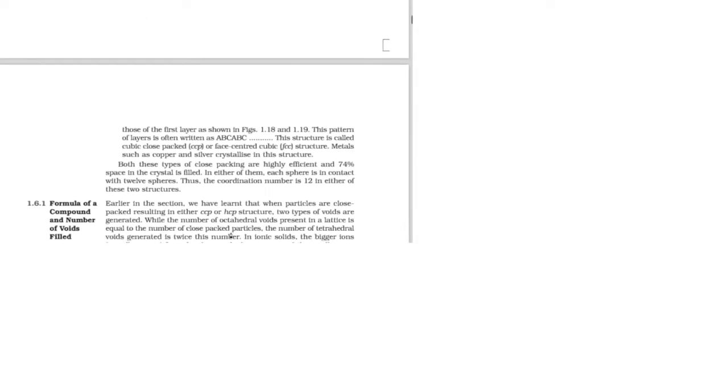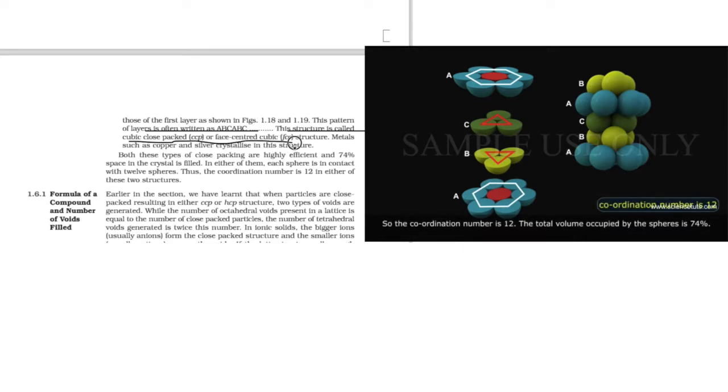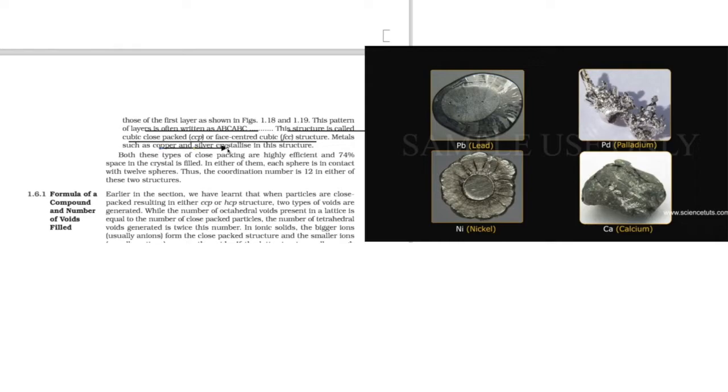Look at here. So this pattern is known as ABC type of pattern, and this structure is called cubic close packed structure. Very important. The structure obtained by ABC type of packing is known as cubic close packed structure or face centered cubic structure, FCC. Metals such as copper and silver crystallize in this structure.